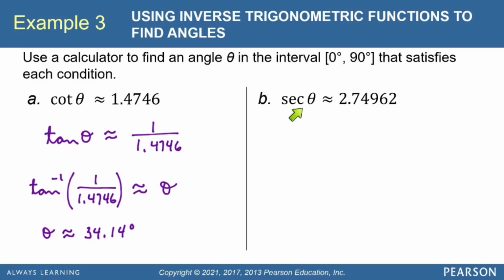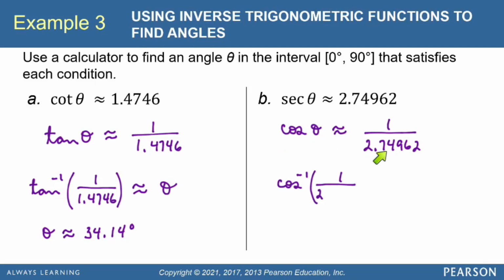And then for part B, we have secant of theta is approximately 2.74962. And so same thing again, because we don't have an inverse secant button on our calculator, we need to restate this using a reciprocal identity. So if the secant of theta is this number, then the cosine of theta is 1 over that number. And now we can restate in inverse form. So cosine inverse of this fraction is approximately equal to theta. And you know how to enter this expression on your calculator, and then you'll get theta is approximately 68.67 degrees.